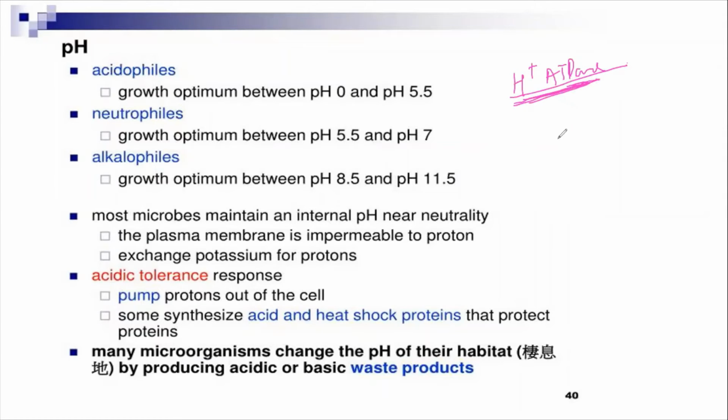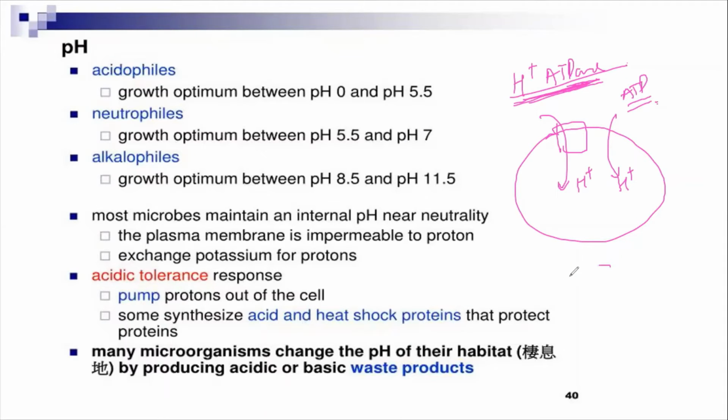So how is this going to work? In order to maintain the acidic condition, these ATPases use energy and keep on pumping H plus against the concentration. So ATPase means ATP is being used here. They are the pumps which pump the proton out of the cell.